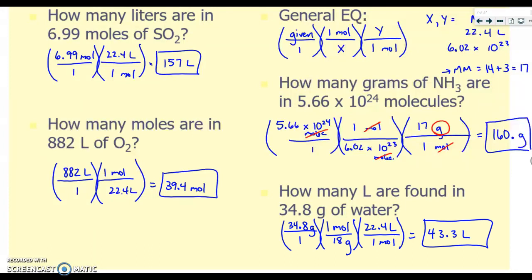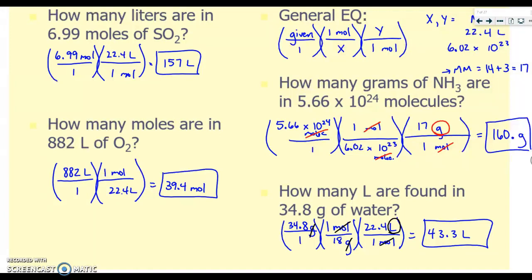Please check your work. The molar mass of water is 18. So I put my given grams over 1. I diagonally dropped grams, so they'll cancel. And then the problem's asking me for liters. So I put my liters on top. My grams cancels. My moles cancel. And I'm left just with liters. And I would go ahead and multiply and divide this out. I rounded for 3 sig figs because my given was 3 sig figs.